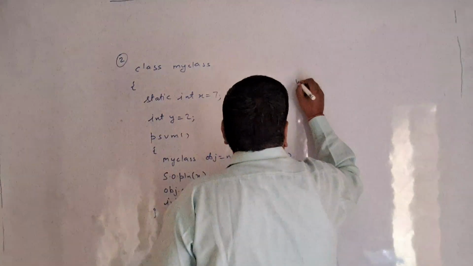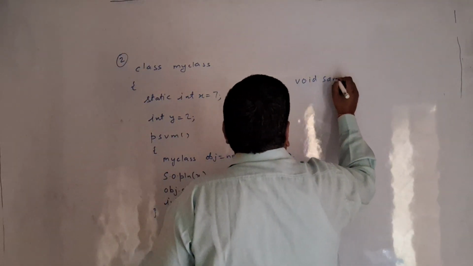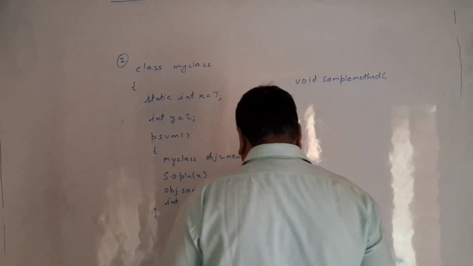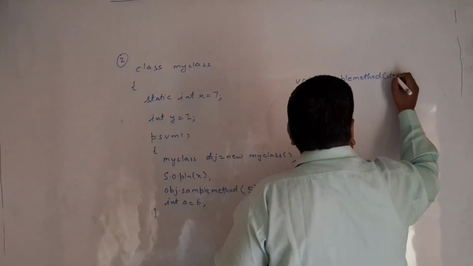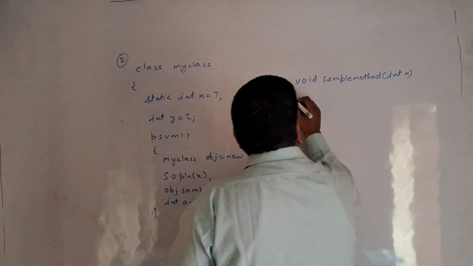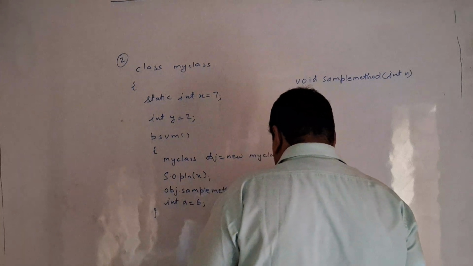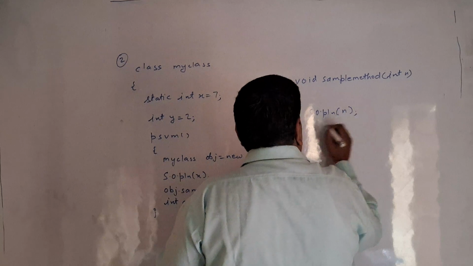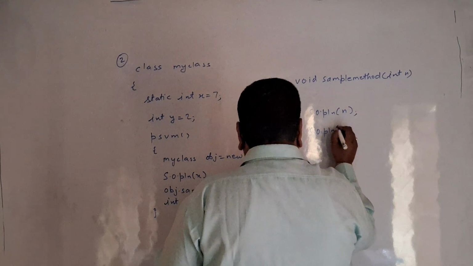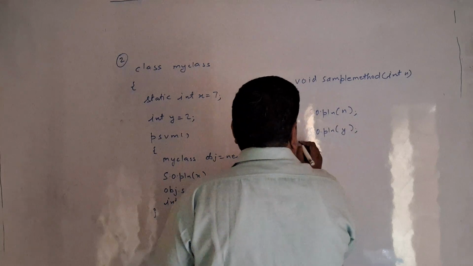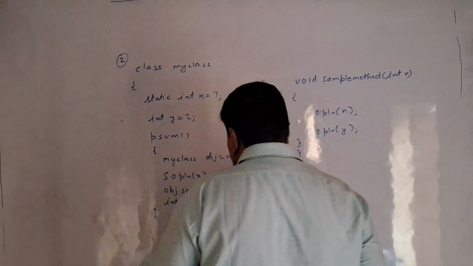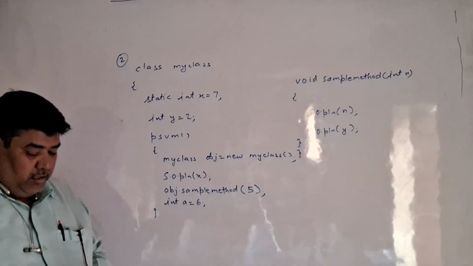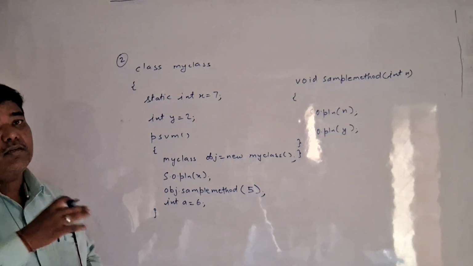After that, void sample method, parameter int n. System dot out dot println n is printed, then again system dot out dot println y is printed, then sample method is closed and class is closed. So this is the question. Now this is the program segment given.